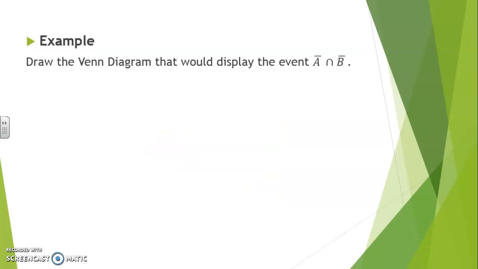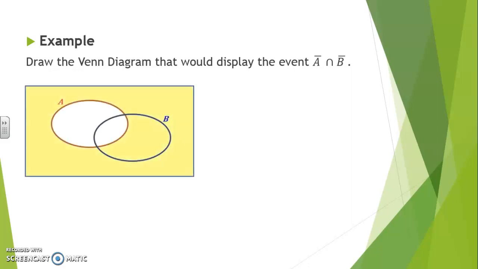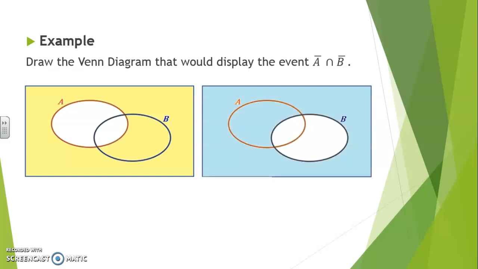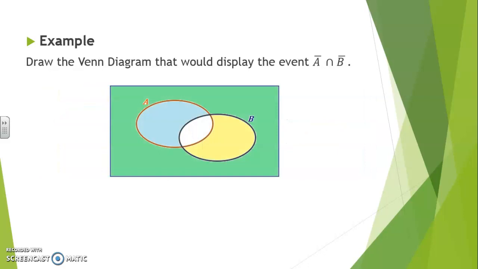In a Venn diagram, what would the graph of A's complement intersecting with B's complement look like? So again, if we look piece by piece, here is the complement of A, here is the complement of B, and we are looking for the intersection of the complement of A and the complement of B.